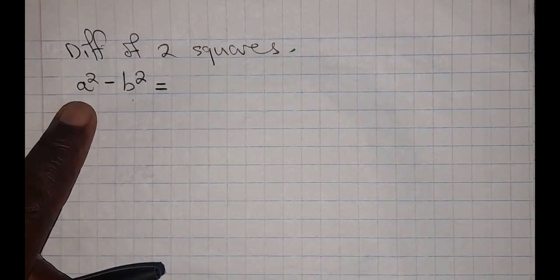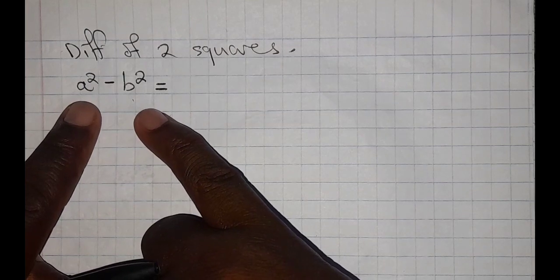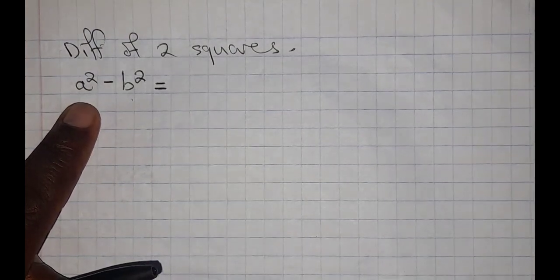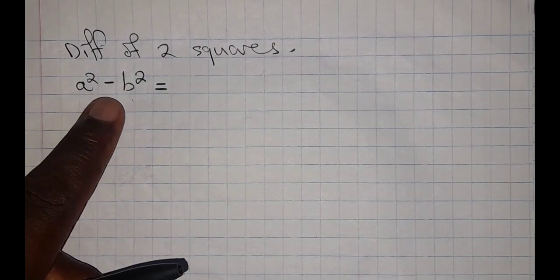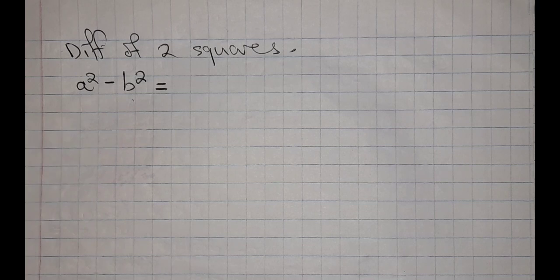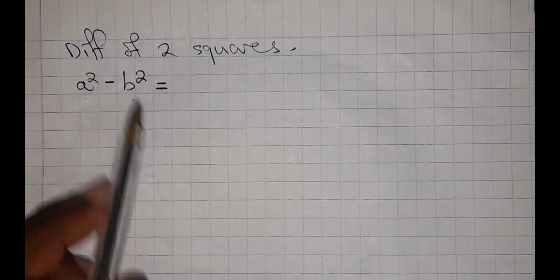We have two squares here. The first square is a squared and the second square is b squared. Remember, in mathematics we can talk about the difference as subtraction. So we know the difference is also the same as subtraction. So we are subtracting a square from another square here. So we call it the difference of two squares. These are the two squares.